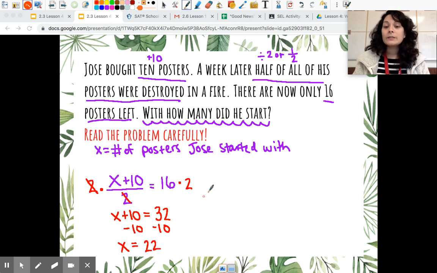Now, the last thing that we need to do is write this in words. If you're ever unsure on how to write it in words, go back to how we defined our variable. We said that x was the number of posters Jose started with. So I can put that together with the answer that I just got. Jose started with 22 posters. So that's what I'm going to write as my final answer.